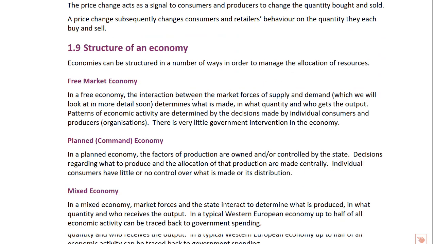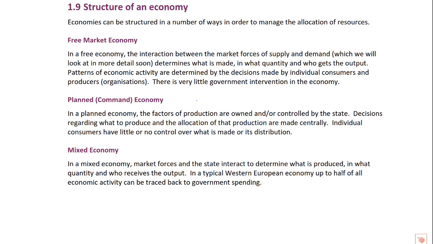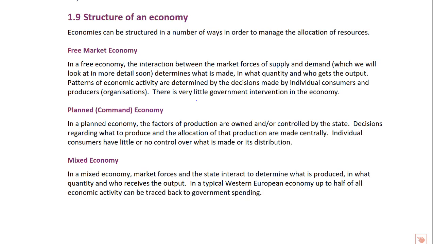Also, something that's referred to in economics is the basic structure of an economy in terms of how it's set up to operate. And that can be one of two extremes, or realistically somewhere in the middle. The two extremes are having a complete free market economy where it's purely left to the interaction of supply and demand to decide what goods get produced and what the prices are going to be.